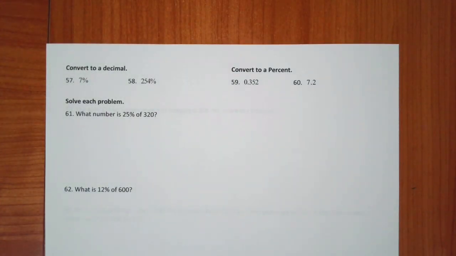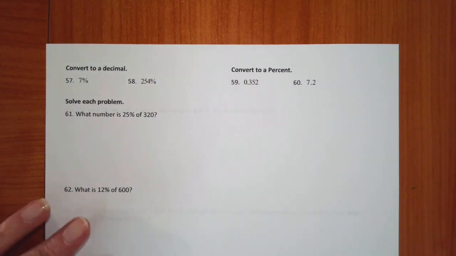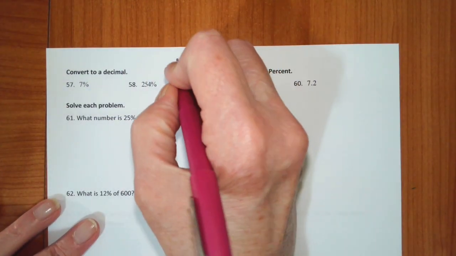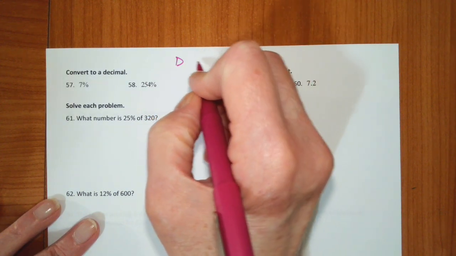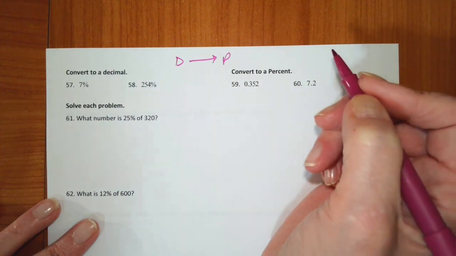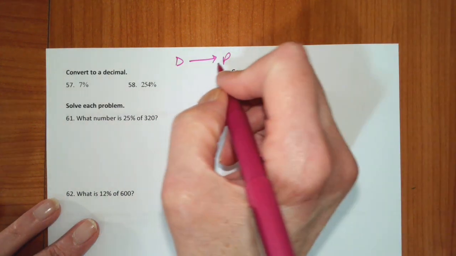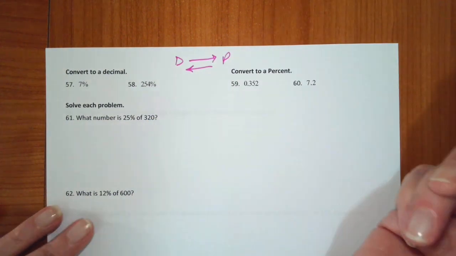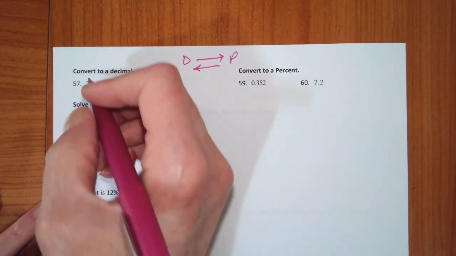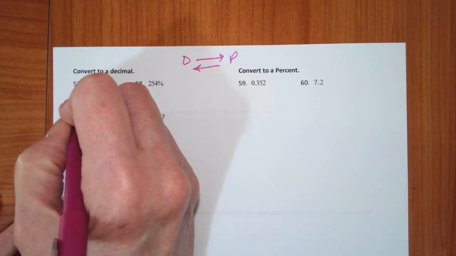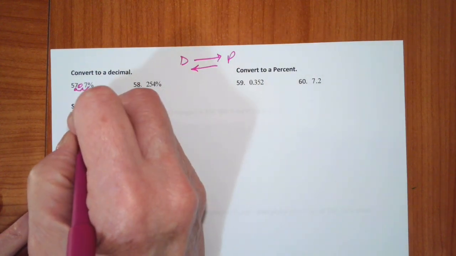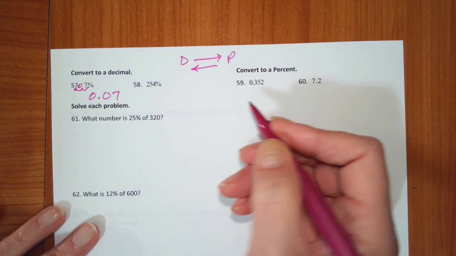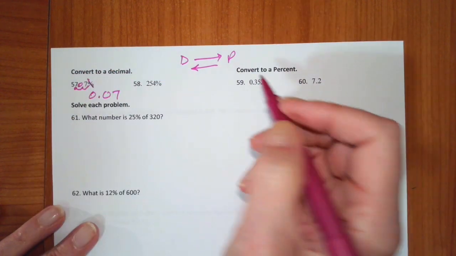Okay, if I want to convert to a decimal, remember the Dr. Pepper rule. If I'm going from a decimal to a percent, I move it 2 places to the right. If I'm going from a percent to a decimal, 2 places left. So for a percent to a decimal, I move this 2 places to the left, and I have to put a placeholder in there. So this is 0.07. And I drop the percent sign.